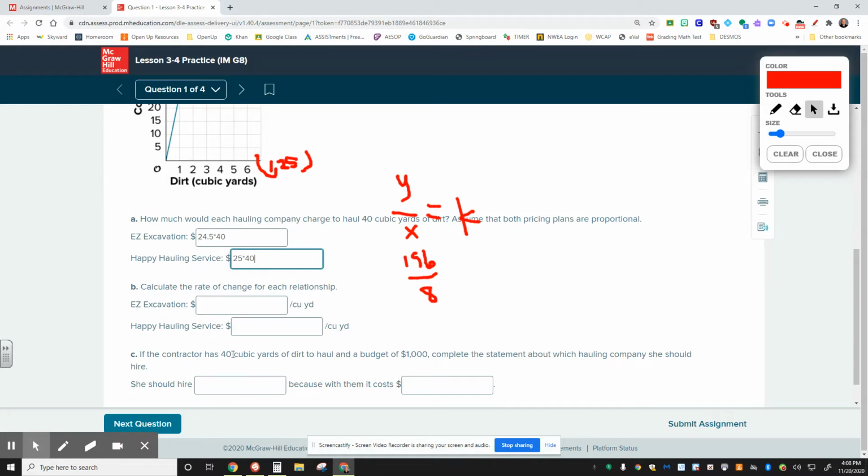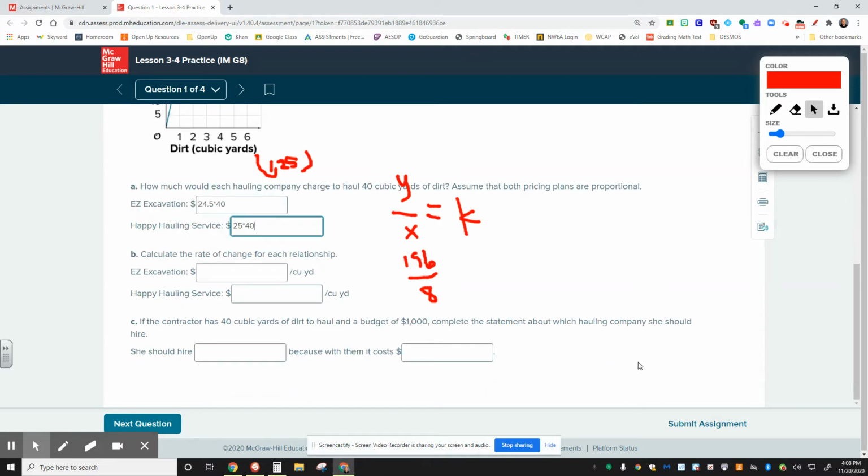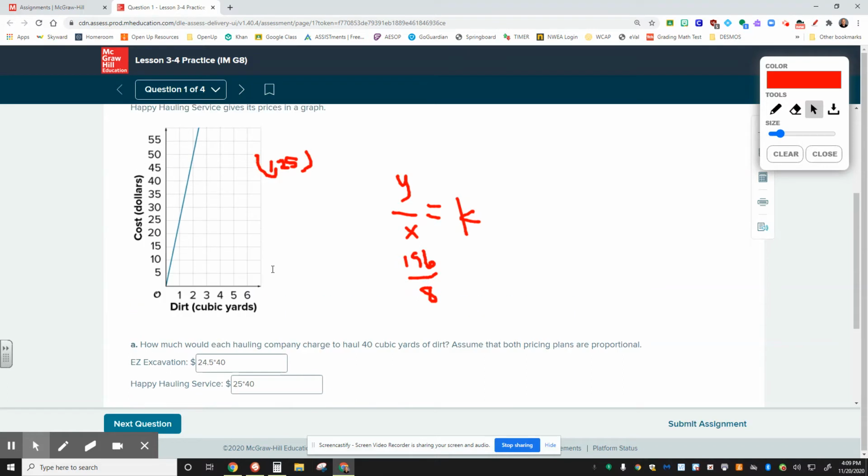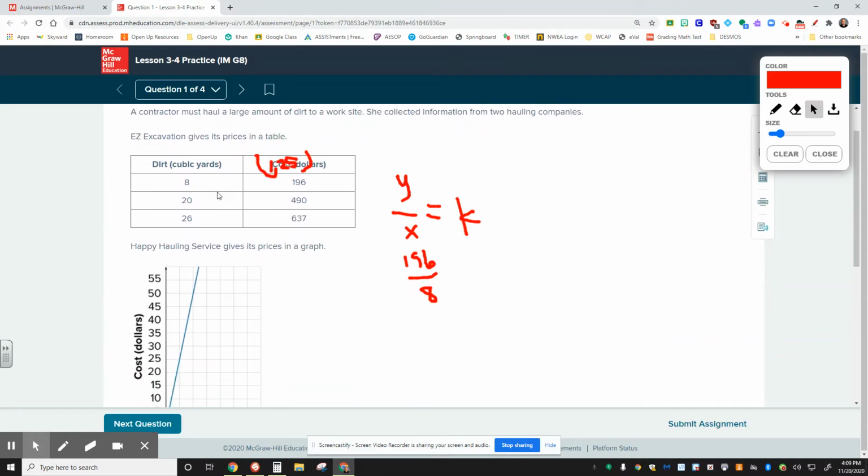And then if the contractor has 40 cubic yards of dirt to haul and a budget of $1,000, complete the statement about which hauling company she should hire. She should hire this company because with them it costs this. What you're doing is something we do in the business world all the time. It's called the cost analysis, where we gather the information from the two different companies.